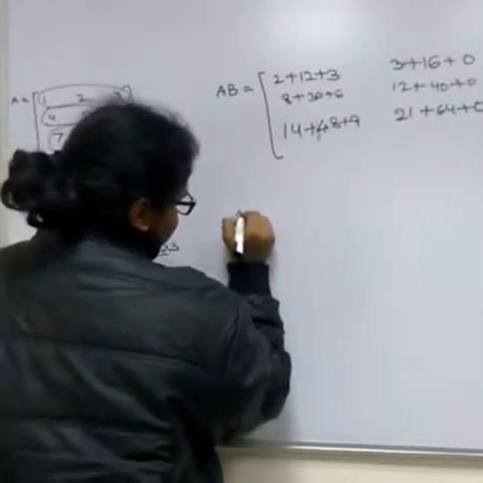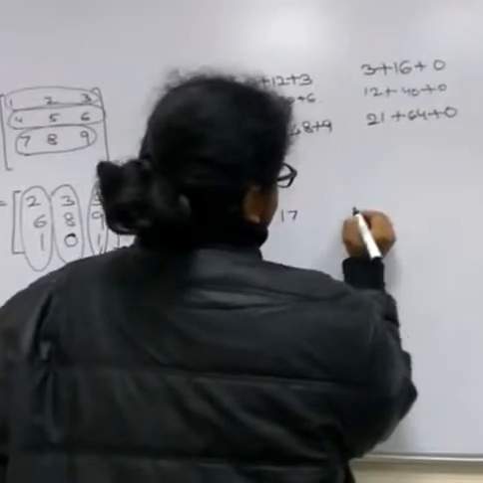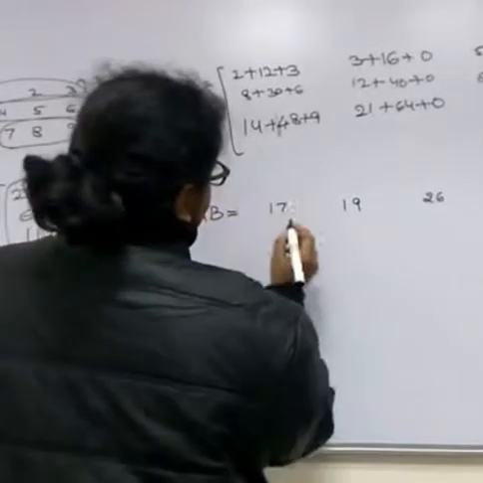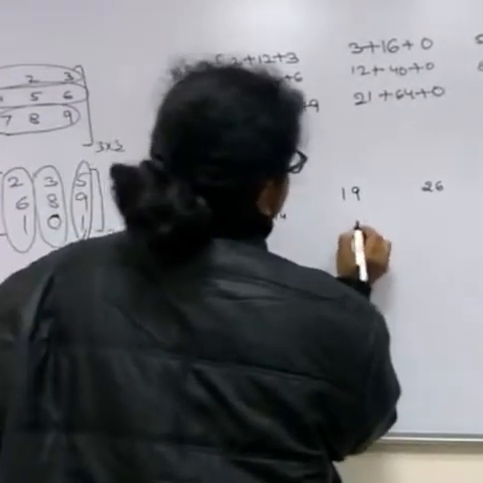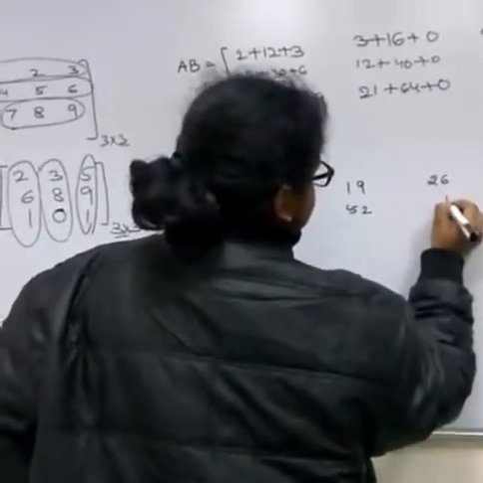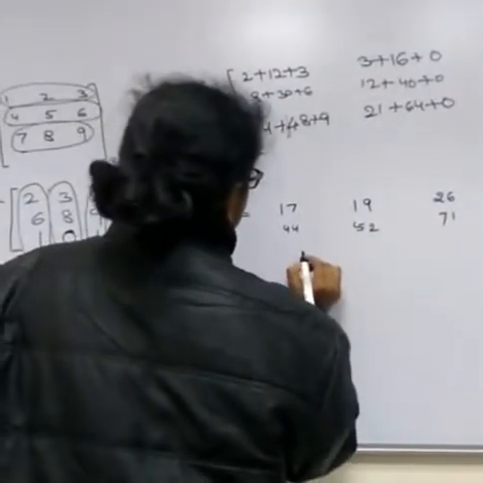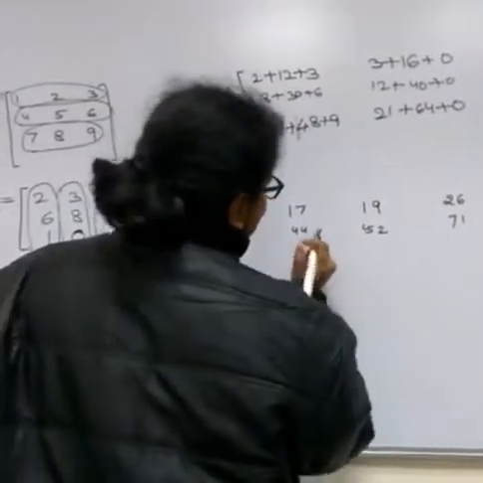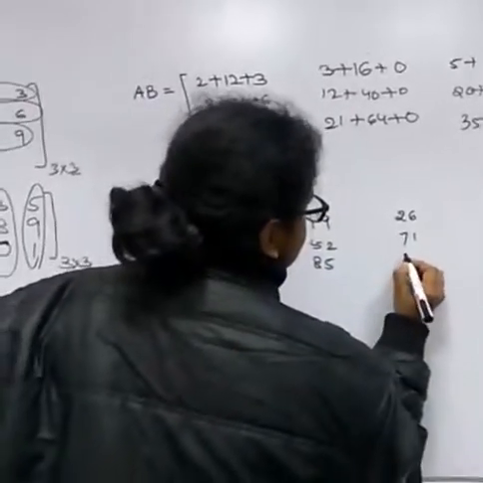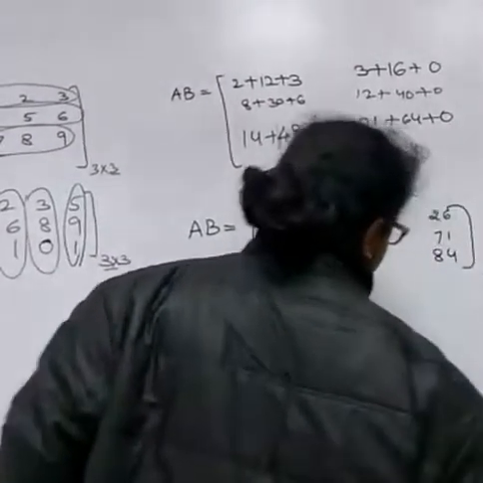So we have the resultant matrix as 15, 17, 19, 21, 26, 38, 44, 52, 35, 26, 45, 7. So this is our final matrix AB with the order 3 cross 3.